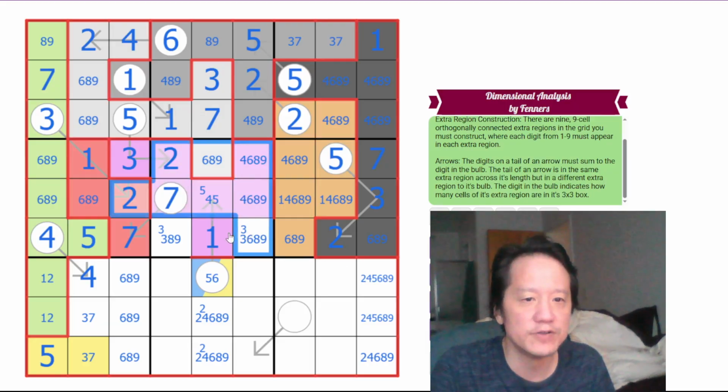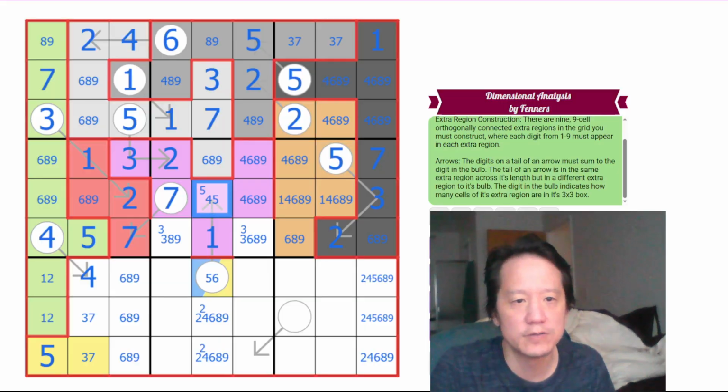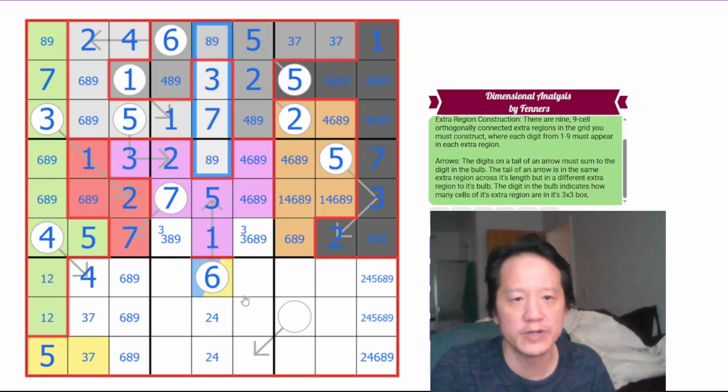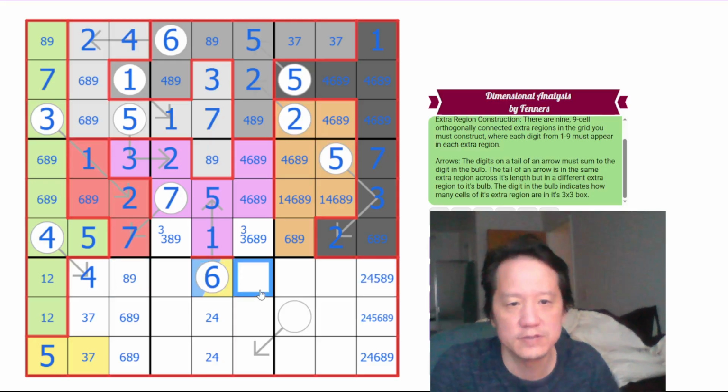Where is the 5 in the central box? It has to be here. So this is 5. That makes this 6. So this can't be 6. This is a 2-4 pair then, because of the 8-9 pair in the column and the 6 being here. This can't be 6. This can't be 6.